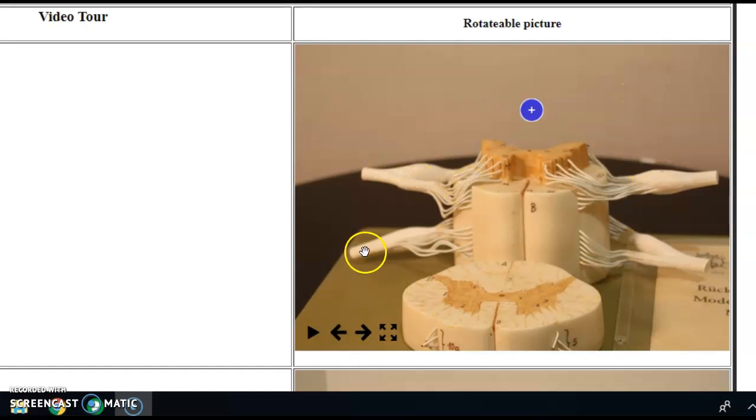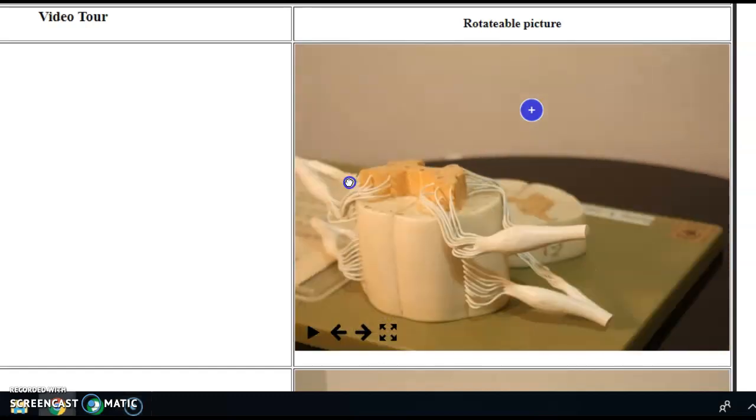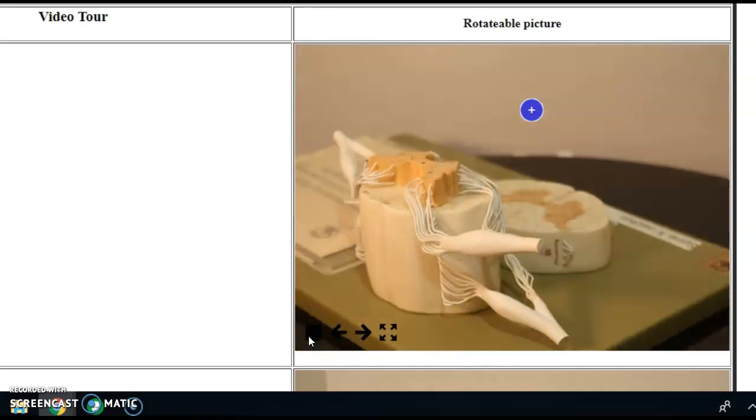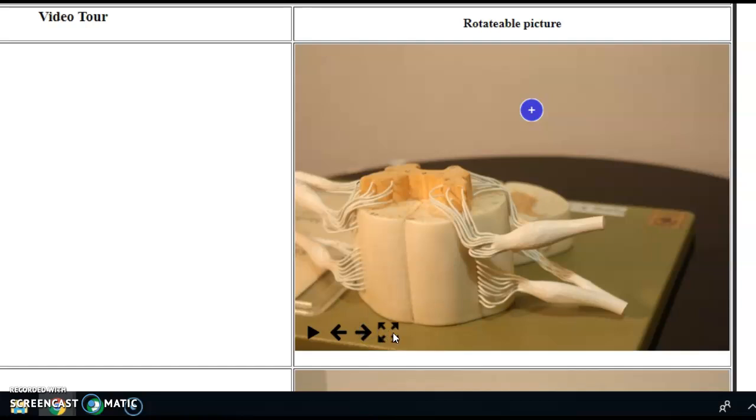This video is to go over the cross-section of the spinal cord. Similar to all the other rotatable models, you grab it, you can spin it around, you can press play and get dizzy, it spins around by itself. This goes left and right, and this enlarges it. There is one hot link, and that is to the image in your lab book.